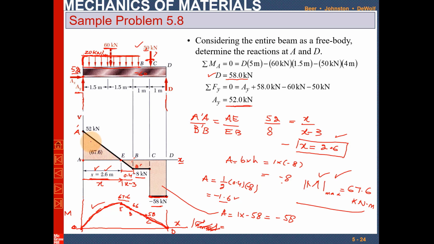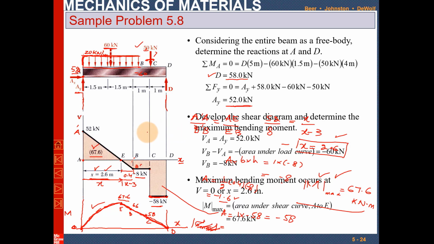So how will you find it? You will find it by taking the area under this shear force diagram, which is equal to half of this distance, which is 2.6, and this height, which is 52, and that is 67.6. Once you get the value of this maximum bending moment, you will have to use the formula of minimum section modulus.